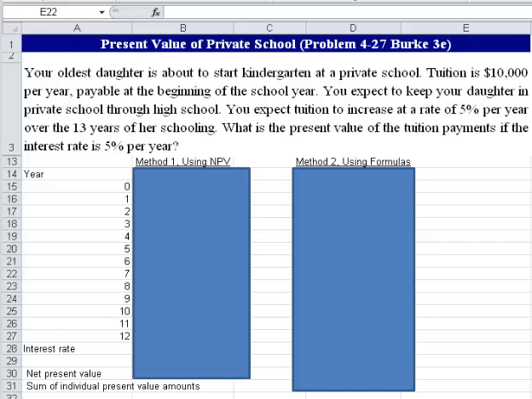You expect tuition to increase at a rate of 5% per year over the 13 years of her schooling. What's the present value of the tuition payment if the interest rate is 5% per year?